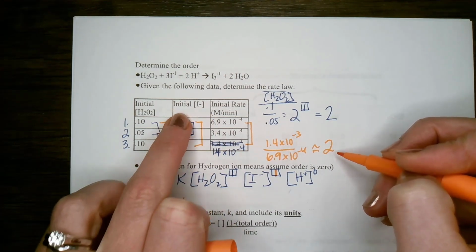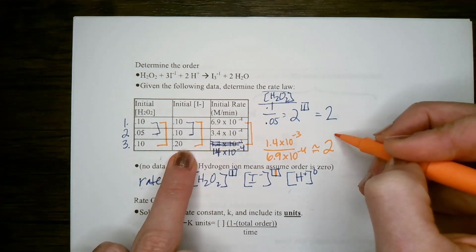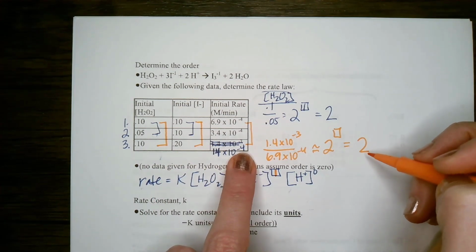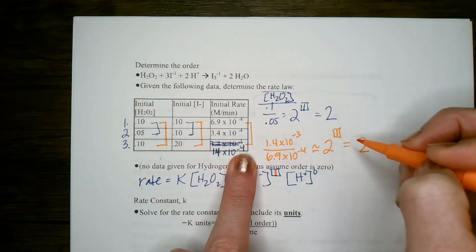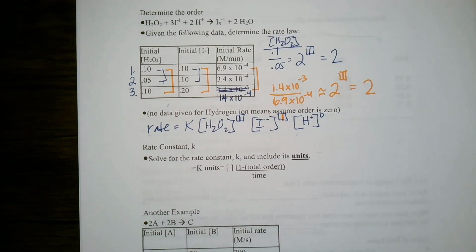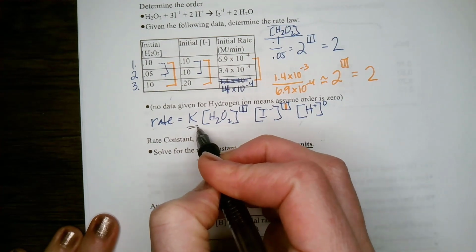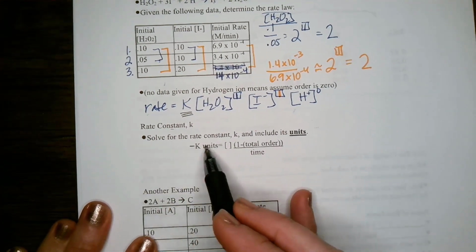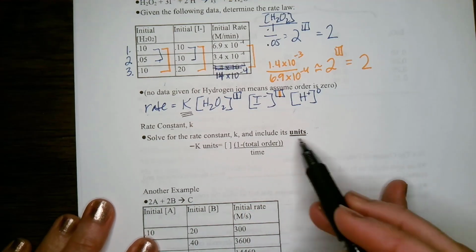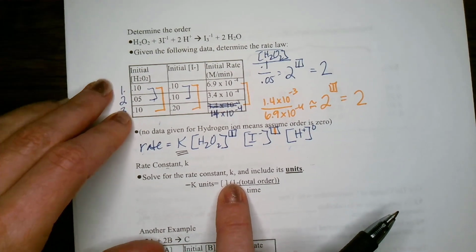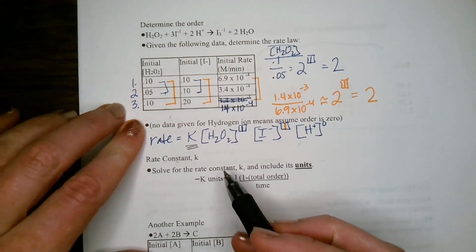So we can see that that is first order with respect to iodide. When I double the concentration, going from 0.10 to 0.20, my rate doubles, so that is a first order reaction with respect to the iodide. Now let's dive into more about K, looking at that constant. We can solve for that rate constant K and solve for its units.